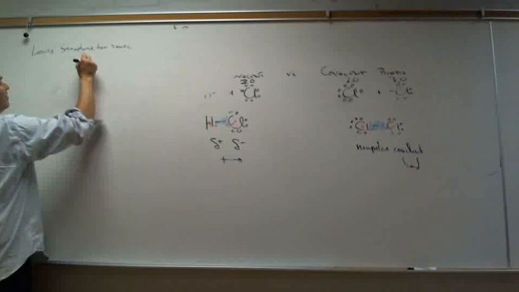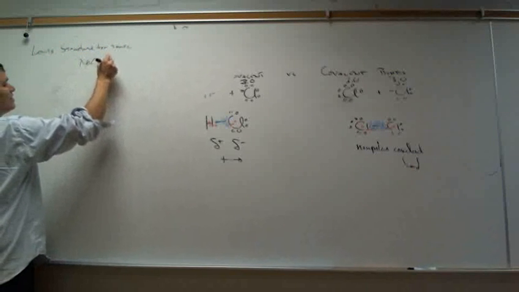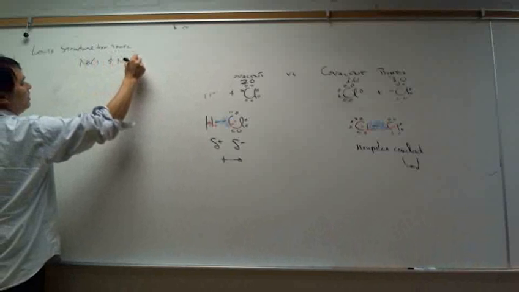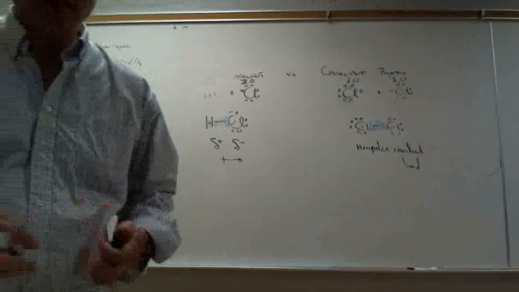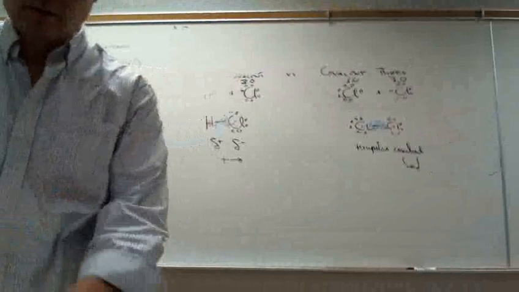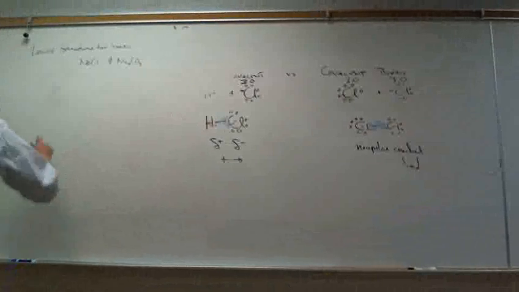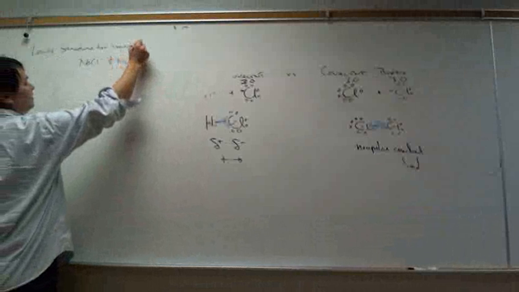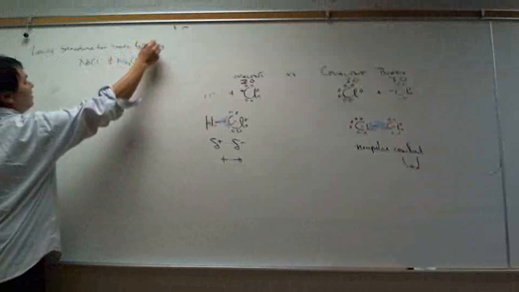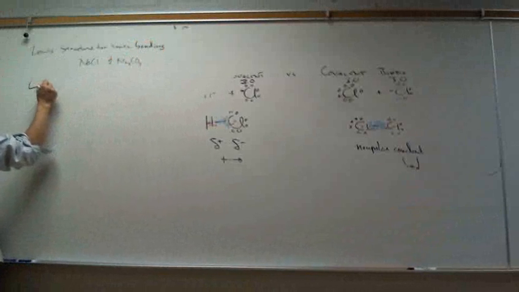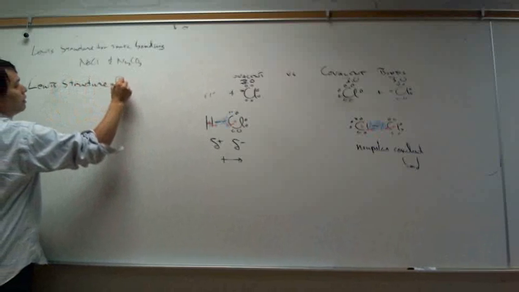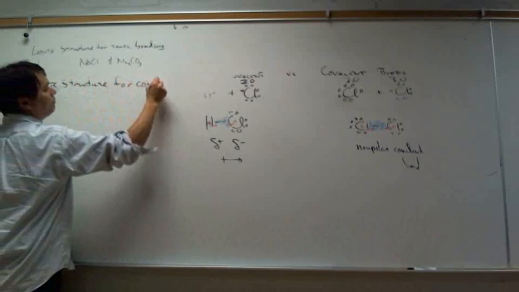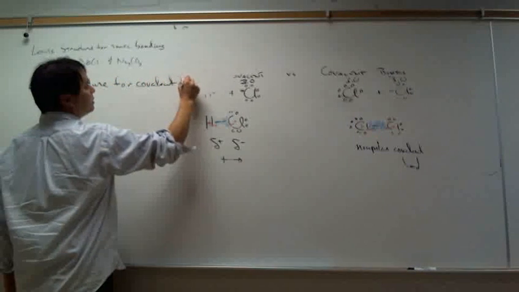Lewis structures for ionic, we did two examples, sodium chloride and sodium carbonate. Okay, next we're going to look at Lewis structures for covalent species, or covalent bonds. Now let's look at Lewis structures for covalent bonding species.